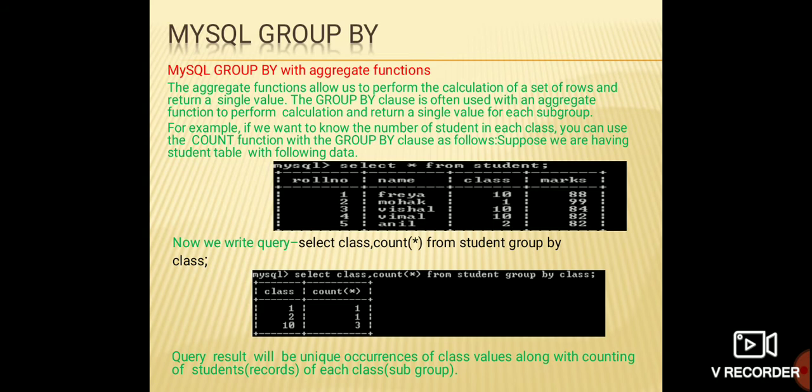You can see that in class 1 only one data is being displayed. In class 2 only one data is being displayed. In class 10, how many data? 1, 2 and 3 data are displayed. So the counting will be done as 3.